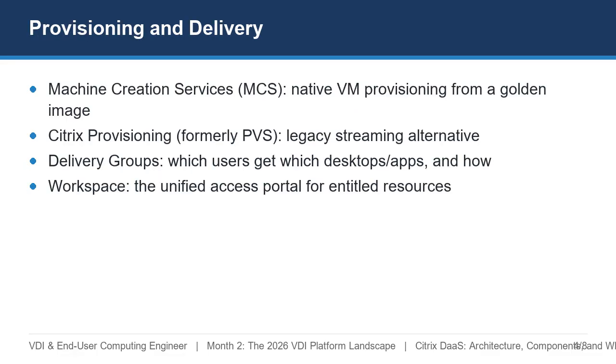Machine Creation Services, or MCS, provisions virtual machines directly from a master image against the hypervisor or cloud API. Some legacy estates still run Citrix Provisioning, formerly PVS, a streaming-based alternative. Delivery groups are the logical entitlement layer, defining which users access which desktops or apps and under what session type. Citrix Workspace is the unified portal end users log into to see everything they're entitled to.